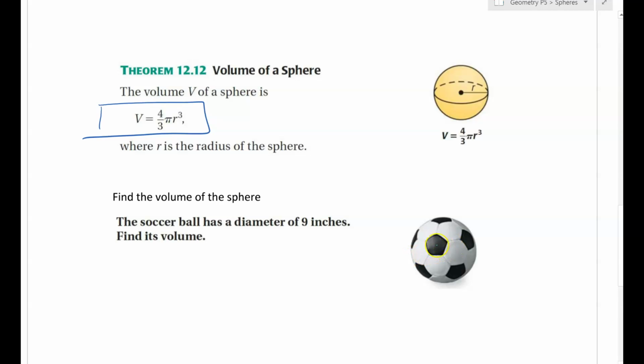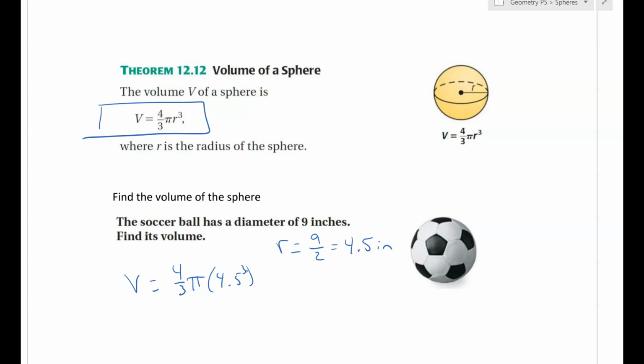So here I have a soccer ball. I didn't show any pictures here, but it says the soccer ball has a diameter of 9 inches. Well, if the diameter is 9, what's the radius? Well, 9 divided by 2, or 4.5 inches. Okay? All right, so we're going to find the volume, and that's 4/3 pi times 4.5 cubed. Okay? Again, you could type this all in one shot. There's quite a few things you could do in terms of getting that answer.